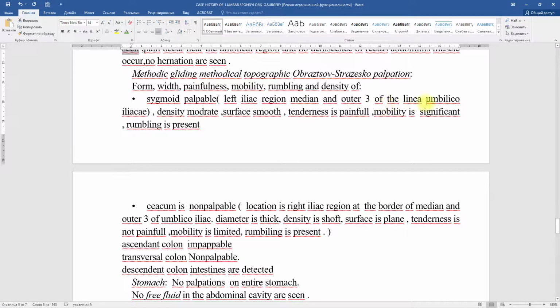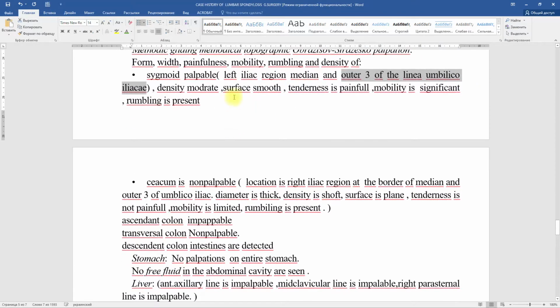Sigmoid. Outer third of the line umbilico, not clear. Can't guess what this landmark is.